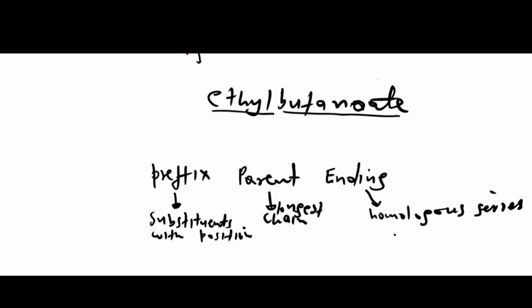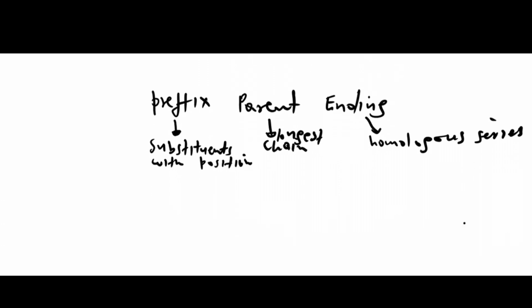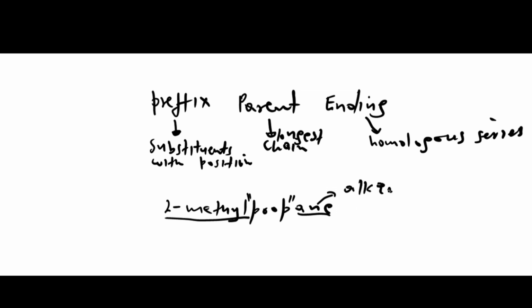Okay, that is, if it's alkane we put ane. For example, I have 2-methylpropane, propane. So this part is the substituent or the side chain with position. Okay, prefix. Then this one is the middle part, the parent. We have 3 carbon atoms in the longest chain. Then ane tells us the homologous series, which means this one is alkane, right?